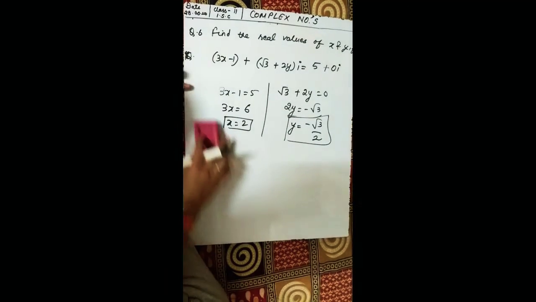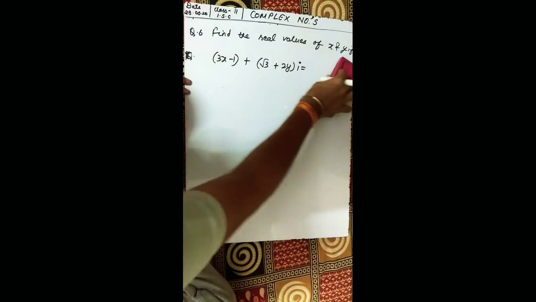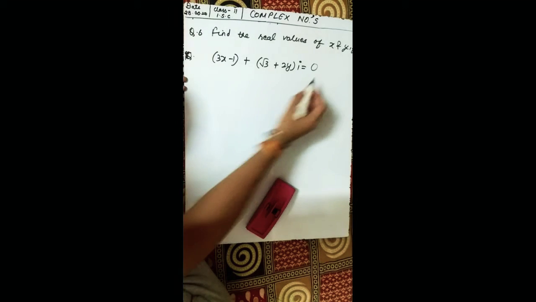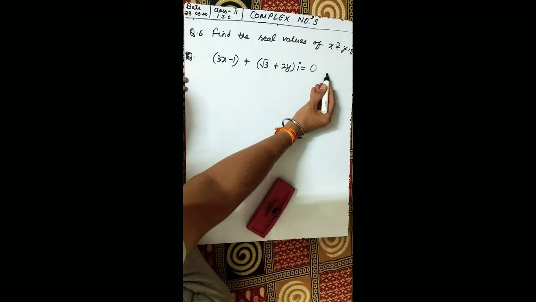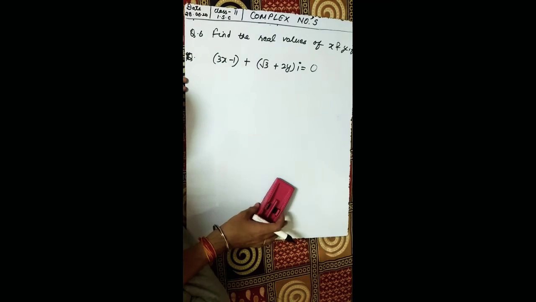Say for example, if I mold this question like this, that means we have neither the real part nor the imaginary part. So comparing with zeros, we'll get the answers of x and y correspondingly. Okay.